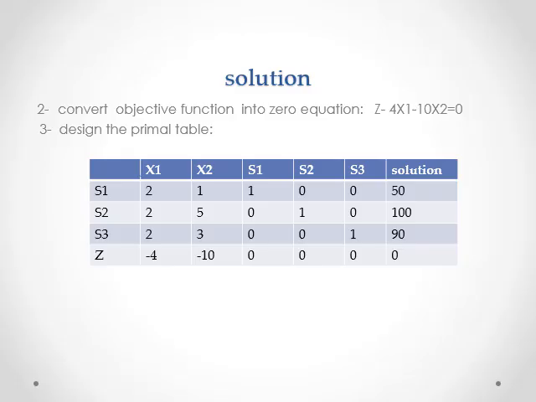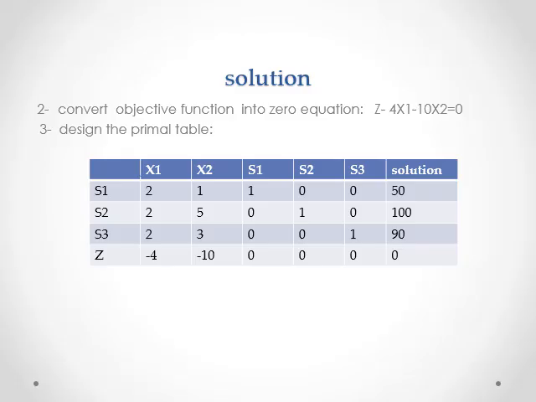Move to the second constraint. S2 represents the second constraint where the coefficient of x1 is 2, the coefficient of x2 is 5, no s1 equals 0, the coefficient s2 equal 1, s3 equal 0, the solution is 100. S3 represents the third constraint where 2 is the coefficient of x1, 3 is the coefficient of x2, 0, 0 and 1 the coefficient of s3. The available resources equal 90.